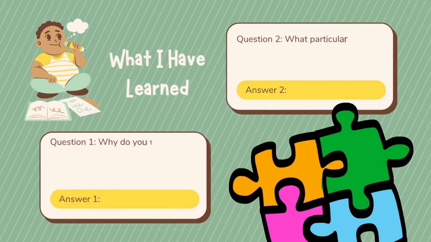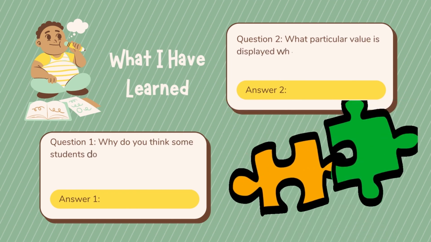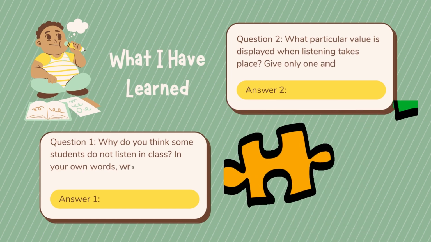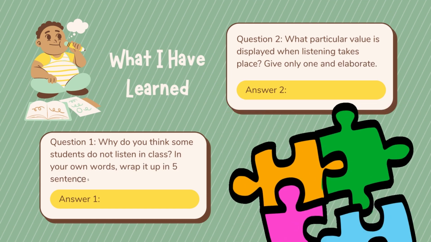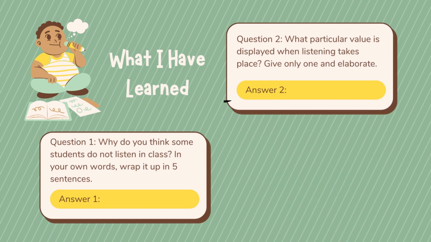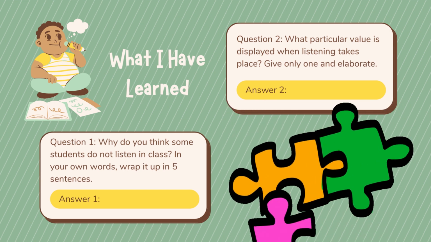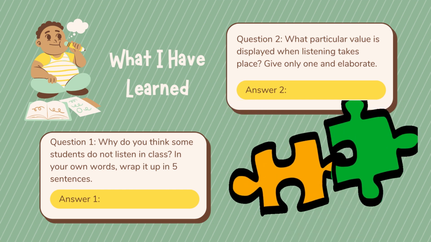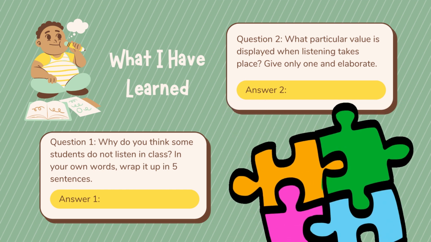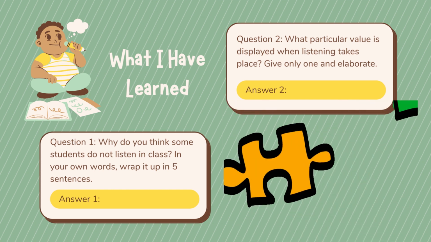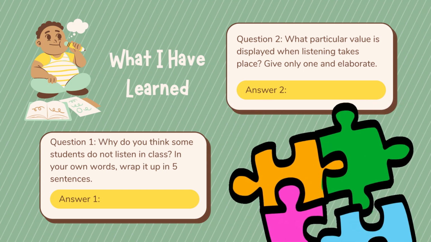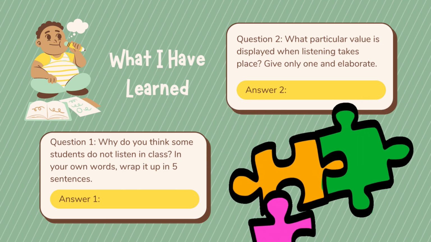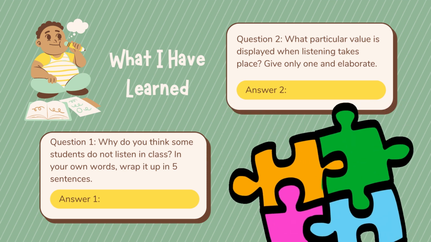Okay, so before that, you have to answer the following questions. Why do you think some students do not listen in class? Now, in your own words, wrap it up in 5 sentences. And also for question number 2, what particular value is displayed when listening takes place? Give only one answer and then elaborate. Okay.